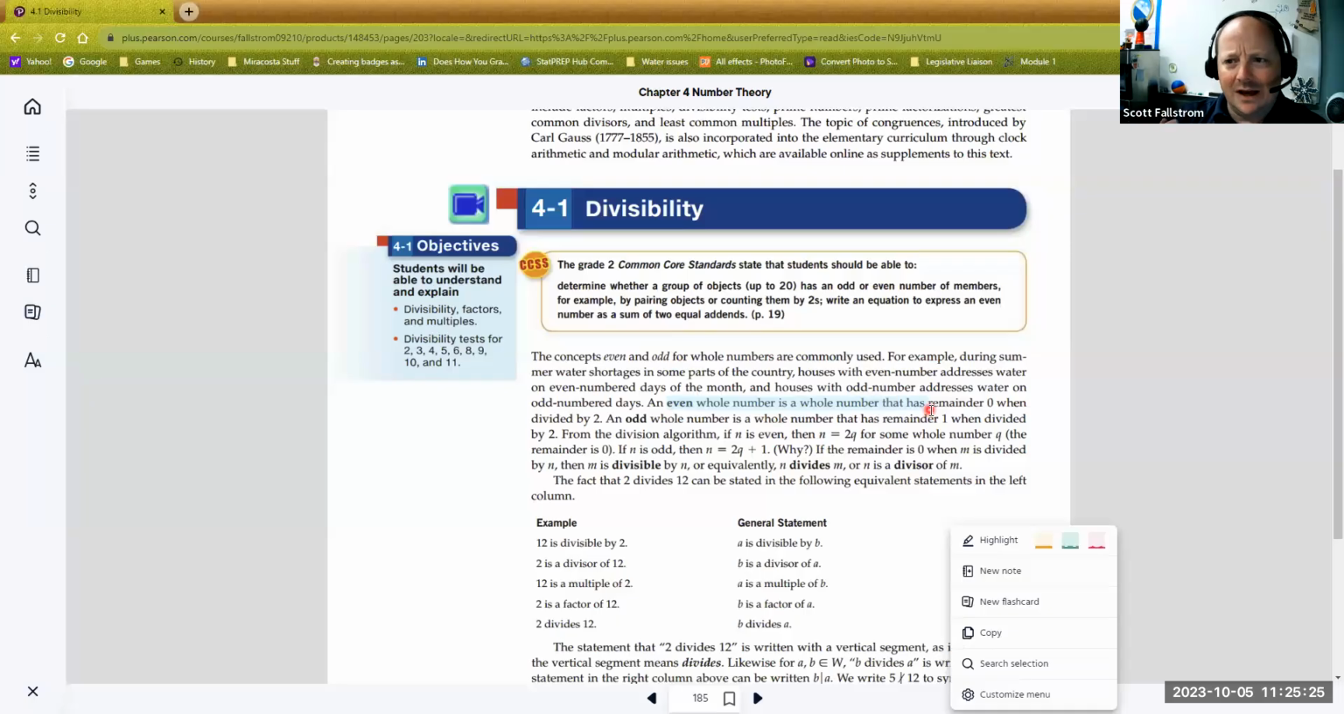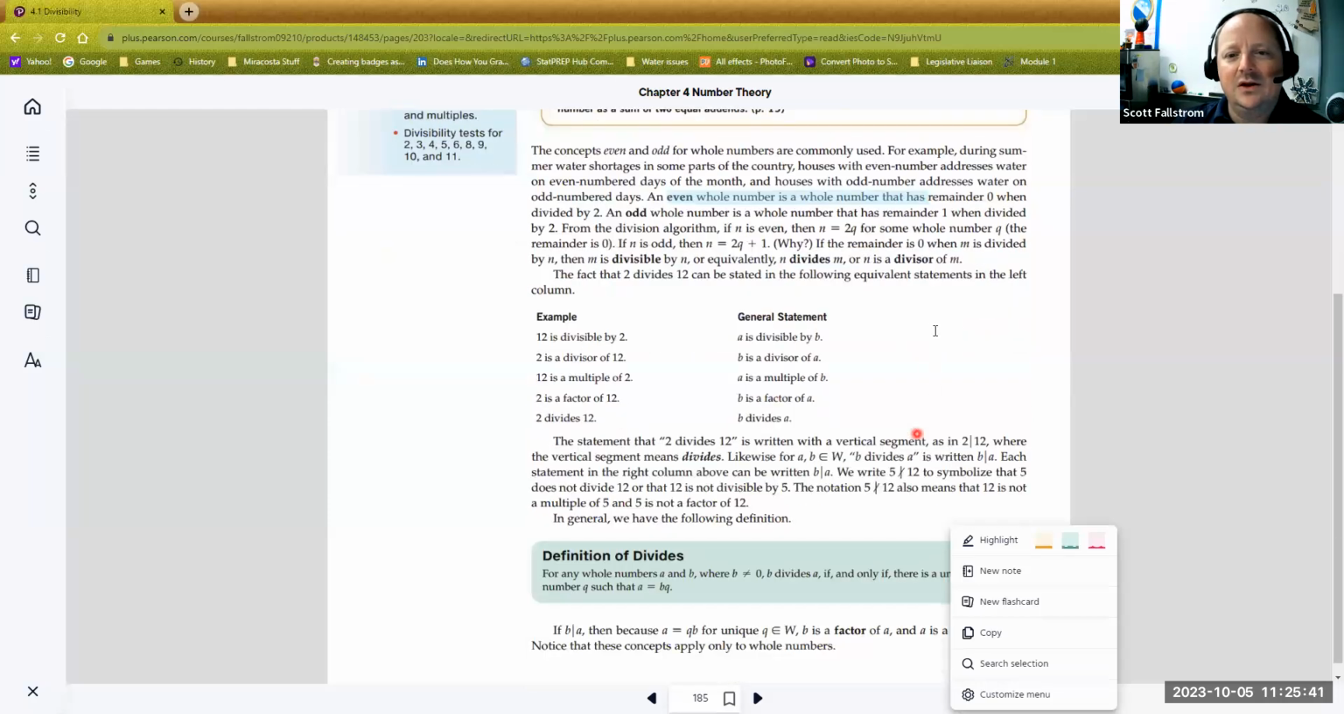And those must be the only options, because if we're dividing by 2, you can have a remainder of 0 or 1. We could not have a remainder of 2. Remember, the remainder has to be less than the divisor. So that's the components that we want to talk about first with odd and even. And then we link it back to the idea of division with the concept of what's known as divisibility.